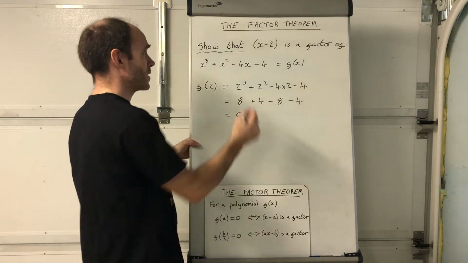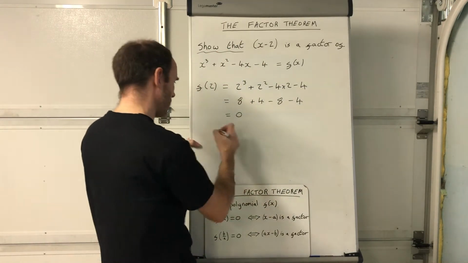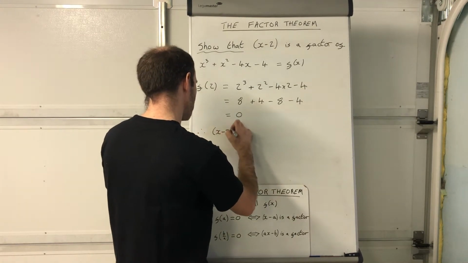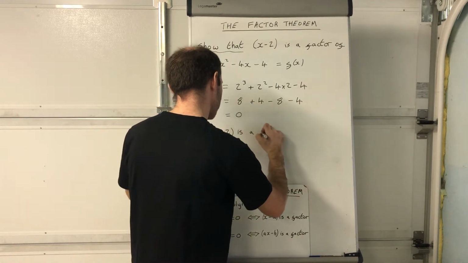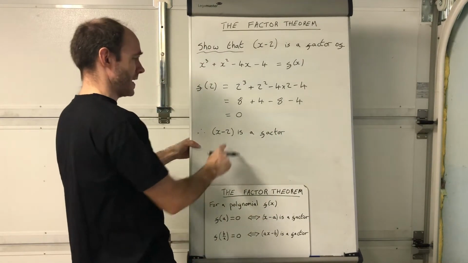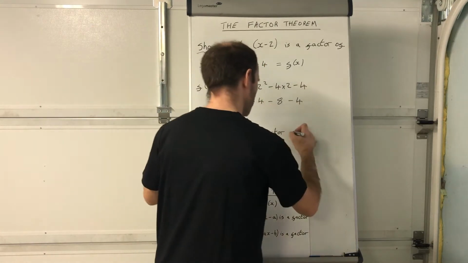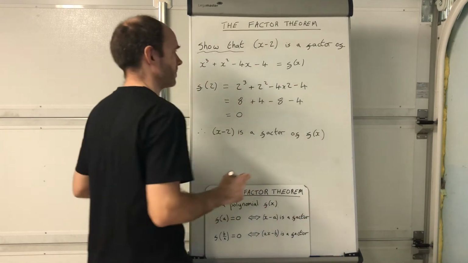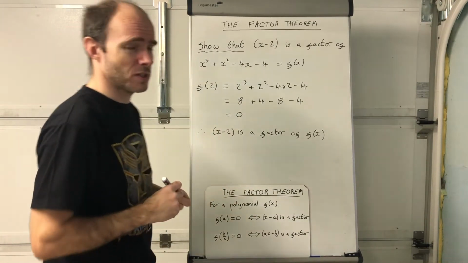And then, because it's a show that question, you've got to give a conclusion. You've got to say, therefore, x minus 2 is a factor. And that'll do. If you want to be complete, just write down is a factor of f of x, like that. And that's enough to do it.